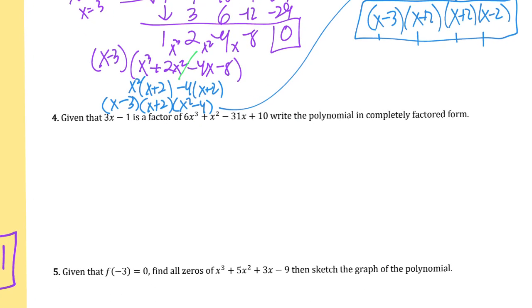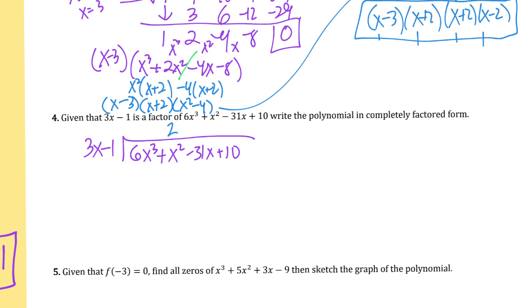Now, if they give you 3x minus 1 is a factor of it, write it in factored form. Well, can you do synthetic division with 3x minus 1? No. If you're going to do synthetic division, you've got to actually have it just x plus a number, x minus a number. So instead of doing synthetic division, we're going to do long division here. And so we're going to take 3x minus 1 and divide it into 6x cubed plus x squared minus 31x and then plus 10.